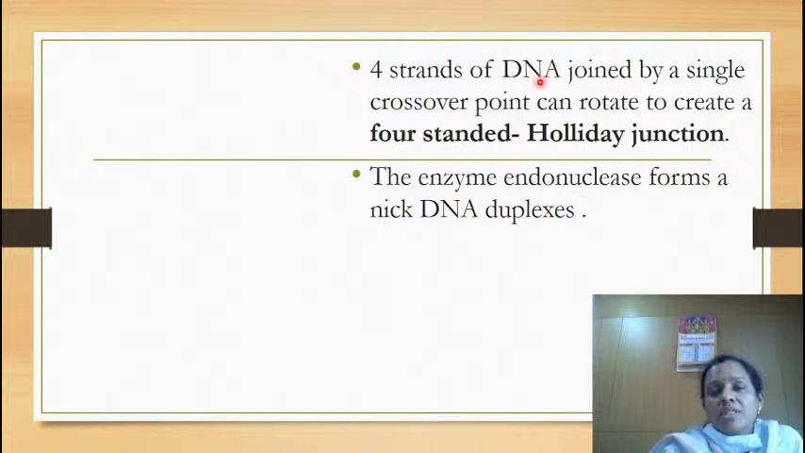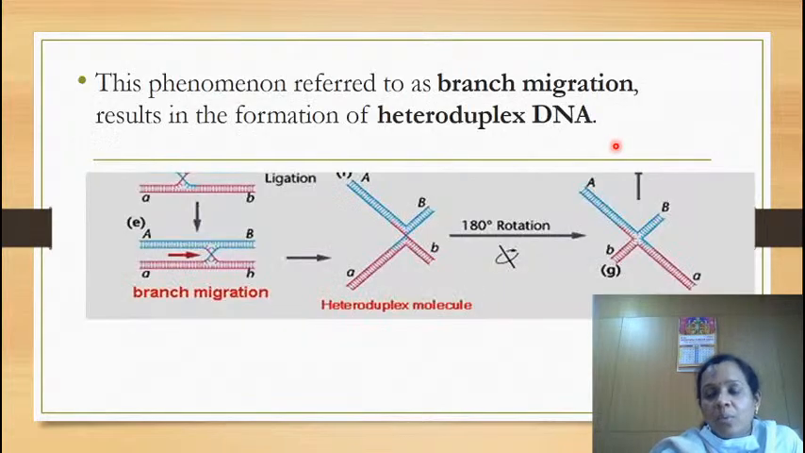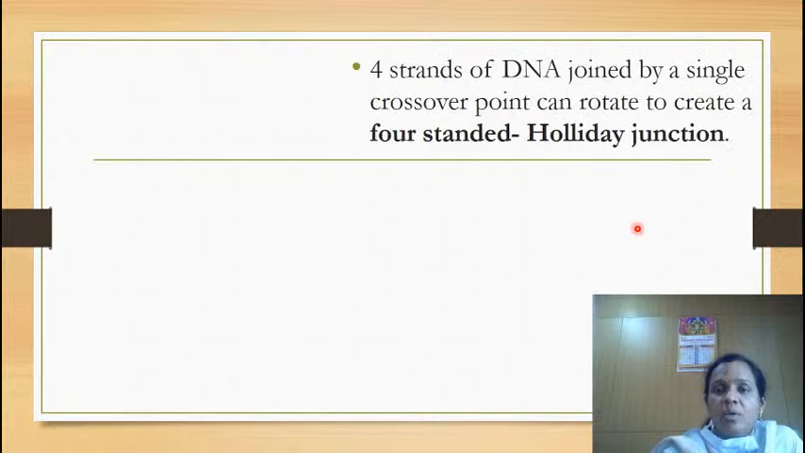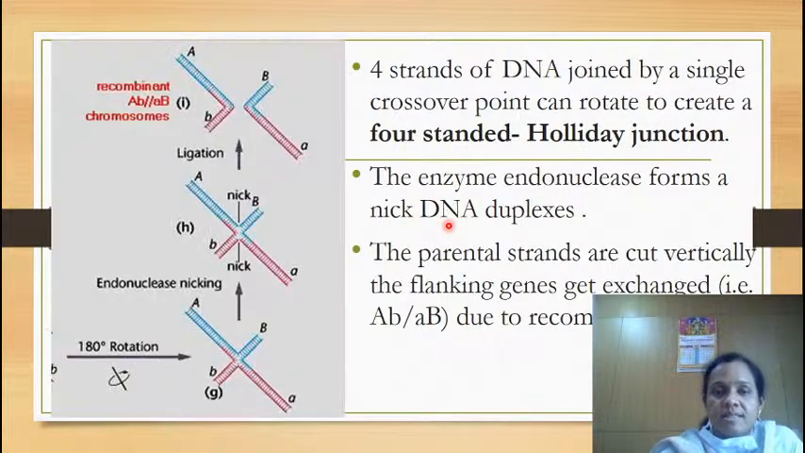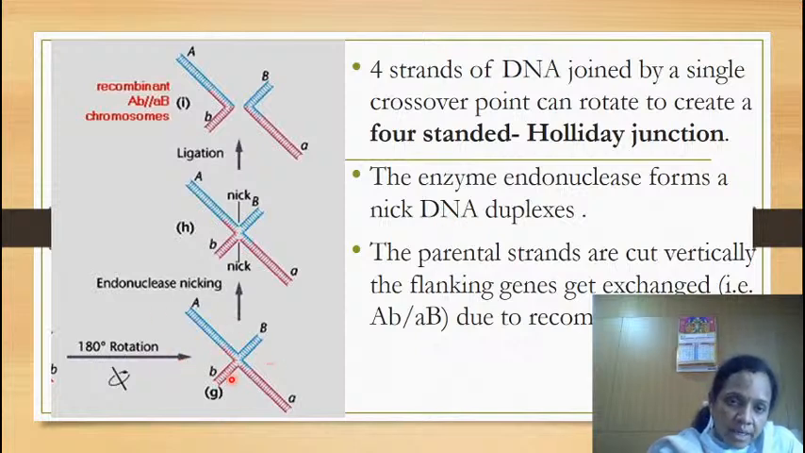Now, 4 strands of DNA are joined by a single crossover point, and it can rotate to create a 4 strand structure. That is why it is called a Holliday junction. Here you can see that 4 strands are joined in this way to a center point. 4 strands are joined together, and you call it a Holliday junction. The enzyme nuclease forms a nick at the DNA duplexes. So this is a Holliday junction.